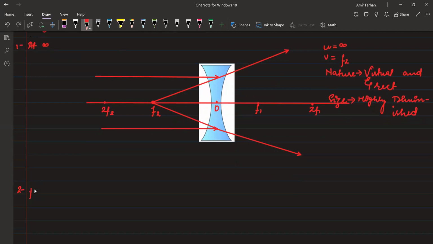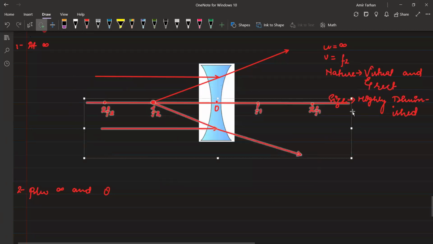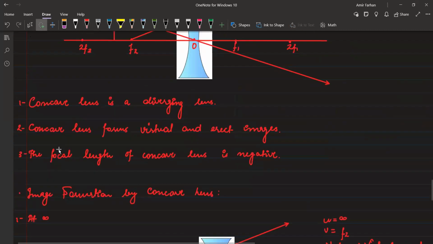Next one is between infinity and O. You can place the object between infinity and O anywhere. So the image formed will be the same. Just a second. This is the case.